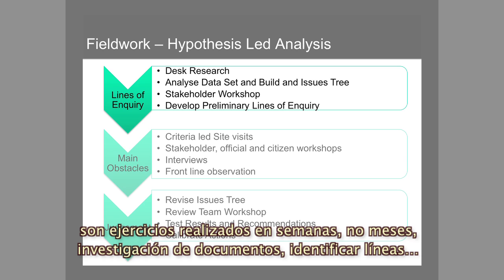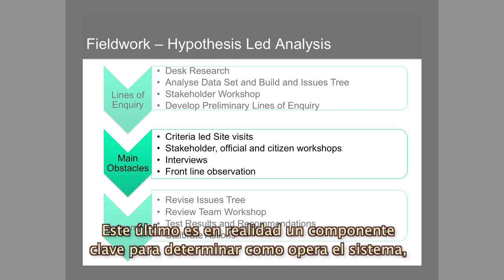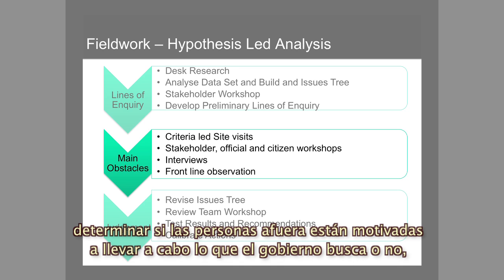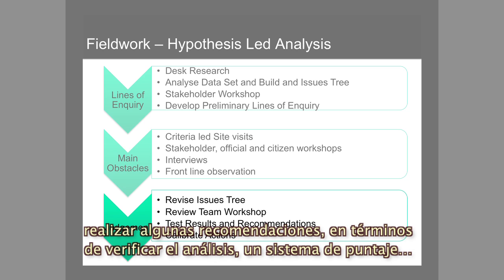Desk research, identifying lines of inquiry, getting out and seeing what's actually happening. This is quite a key component of delivery system work. At the end of the day, a delivery system works because the people out there are motivated to do what the government wants or not, and you need to understand what this looks like from their point of view. And then finally, coming to some sort of judgment, making some sort of recommendations.